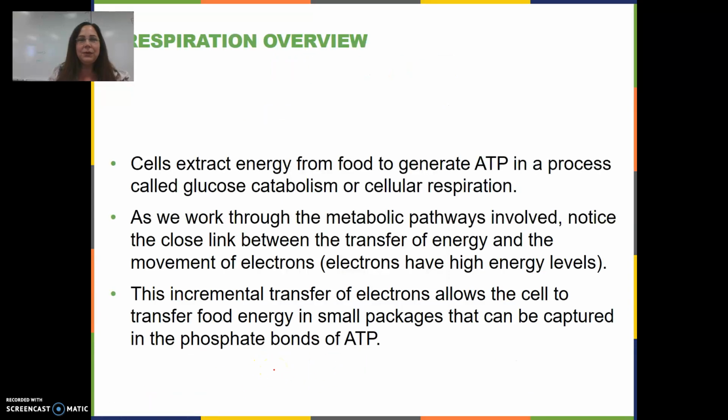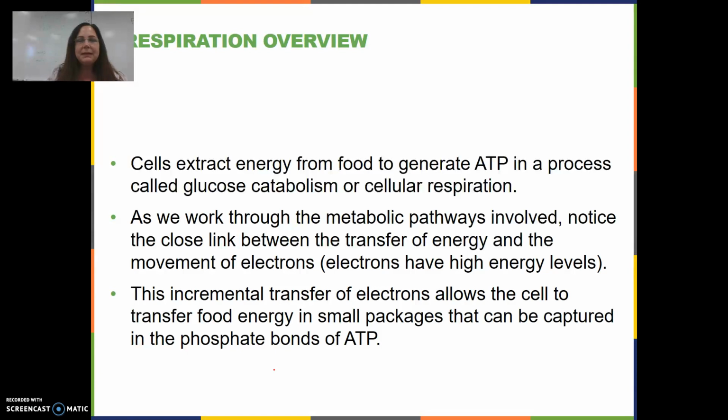The overview, I am going to read through it and talk with you a little bit about cellular respiration and what you're going to learn in this chapter. But if you read this overview, it's a little bit overwhelming. We are going to be learning a lot of chemistry in this chapter, but you won't have to memorize all of the chemical reactions.